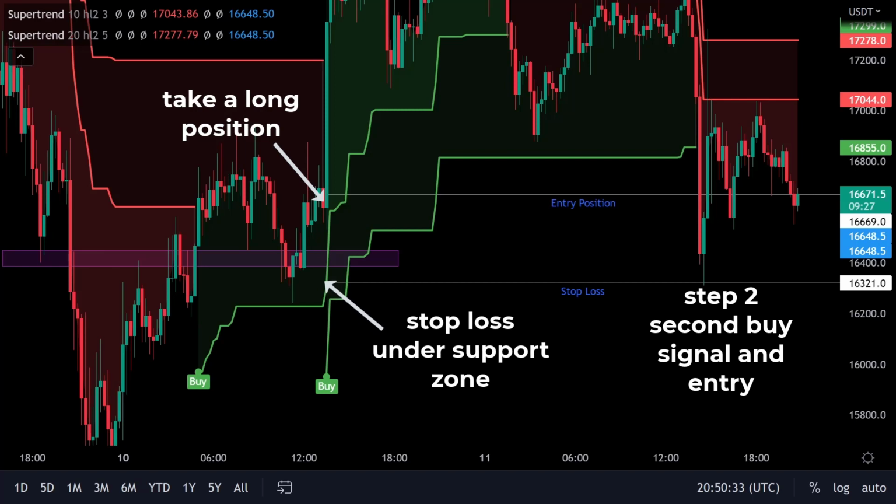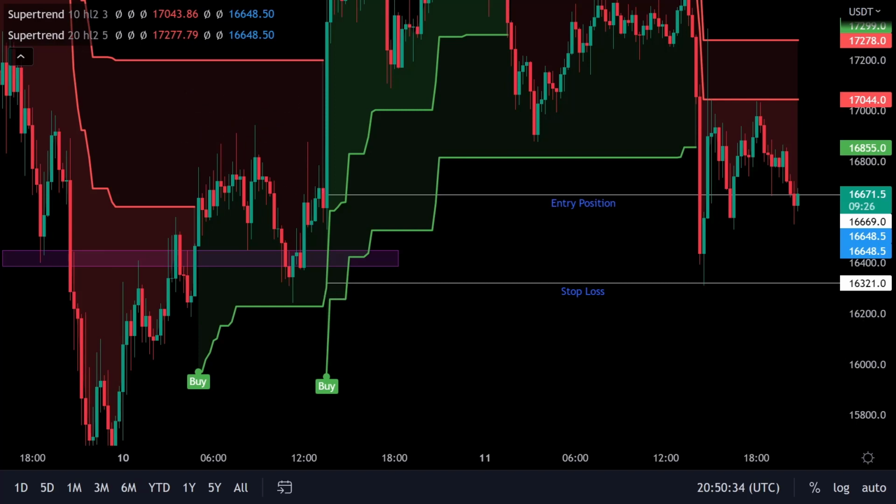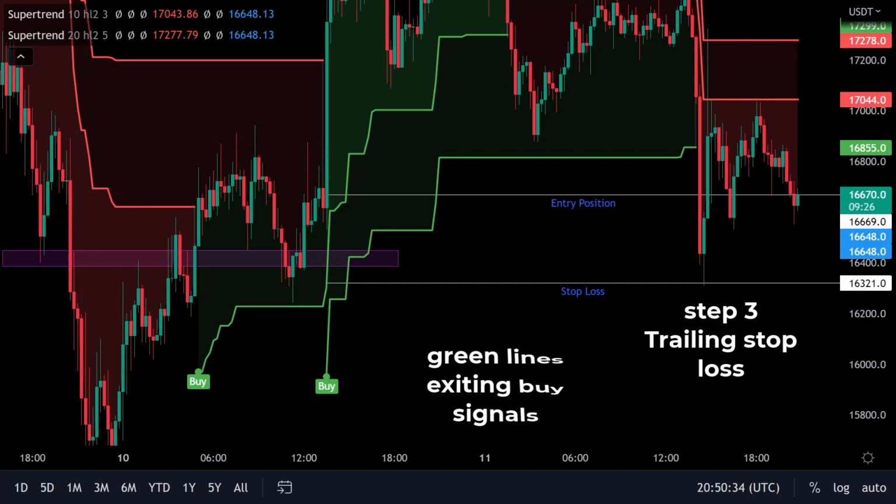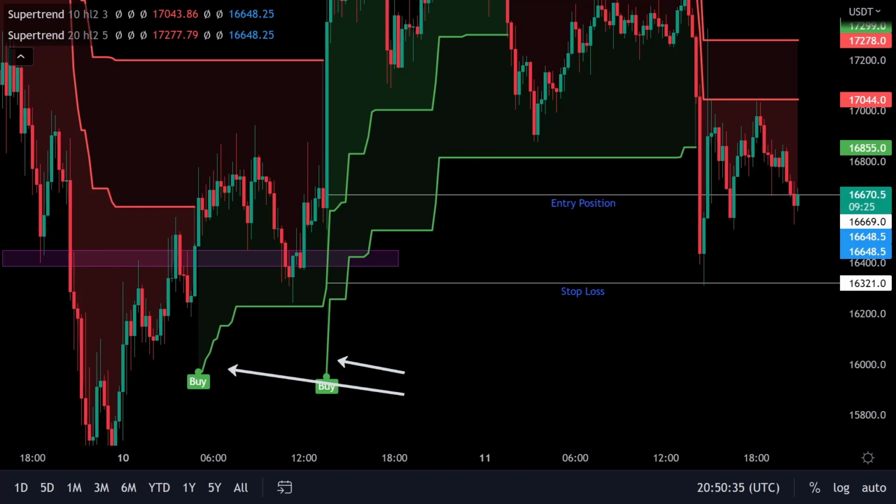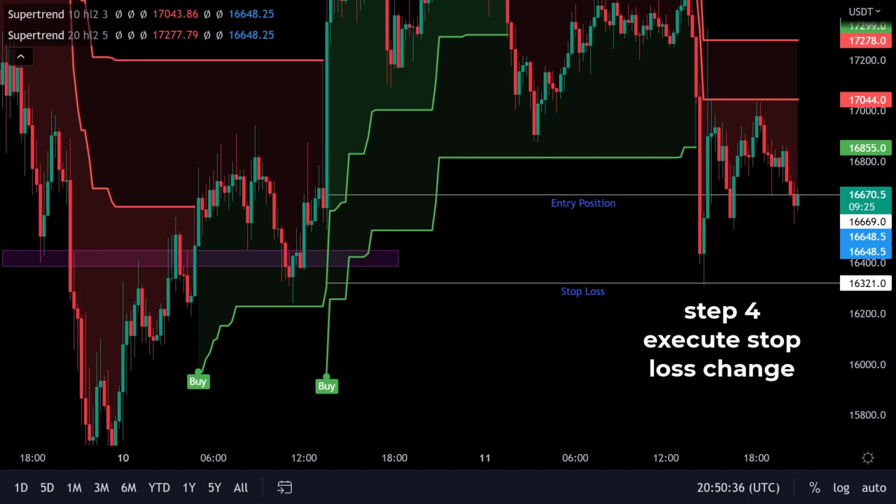After we have taken a position such as this, we do not bother with a certain take profit level or a fixed risk-reward ratio. The only thing we need to do is change our stop loss repeatedly. We see from both Supertrend indicators a green line exiting the buy signal. This is the level where we want to move our stop loss to, whenever this green line crosses our current stop loss level. This is also called a trailing stop loss. In step 4, I will show you how to execute a trailing stop loss with this example.